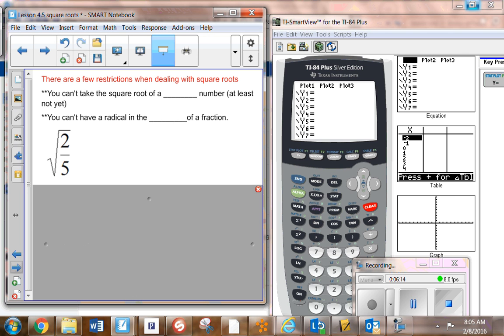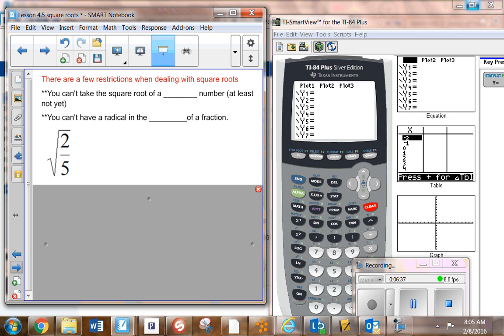There are a few restrictions. Ooh, what does restrictions mean? If you're restricted at home, that's a good word, bad word. Because you have chosen some behavior that's not very good, and your parents are going to restrict the things you do, limit, right? So there are a few restrictions in dealing with square roots.